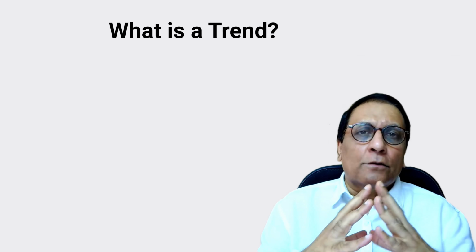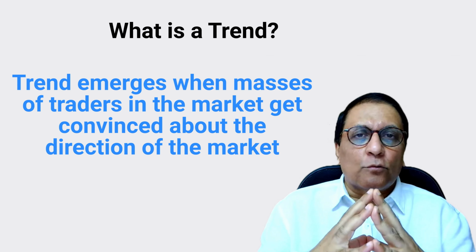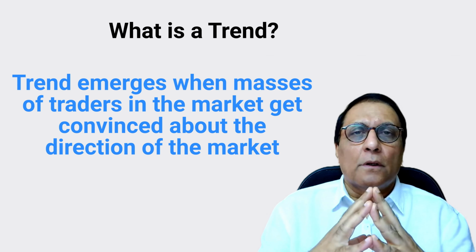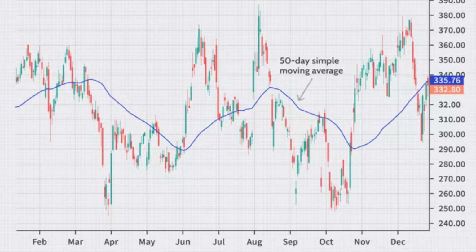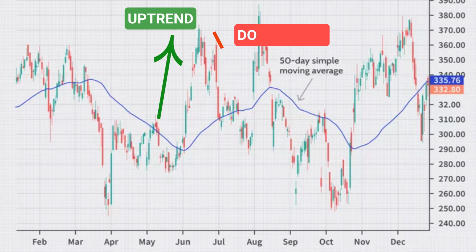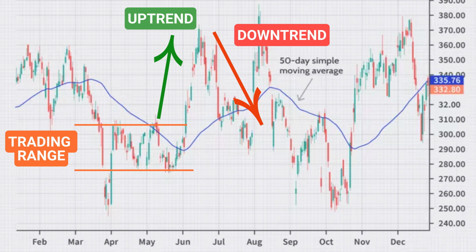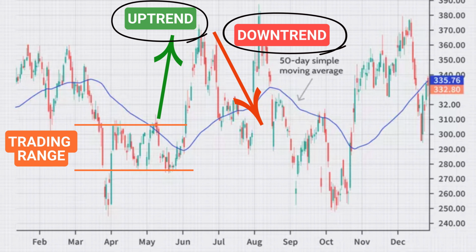Now, what is a trend? A trend evolves when masses of traders in a crowd become convinced about a singular direction of the market. So we have an uptrend if masses of traders become bullish, a downtrend if masses of traders become bearish, and a trading range or a sideways market if they are confused. So a moving average is a trending market tool. It cannot be used in a trading range because the sideways market will give you too many erroneous signals if you use a moving average.